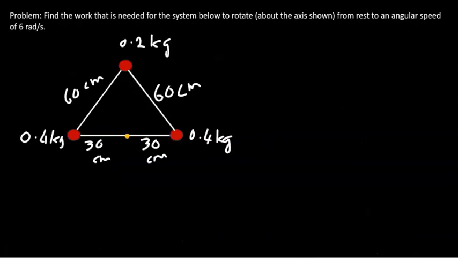Problem 2. Find the work that is needed for the system below to rotate about the axis shown.